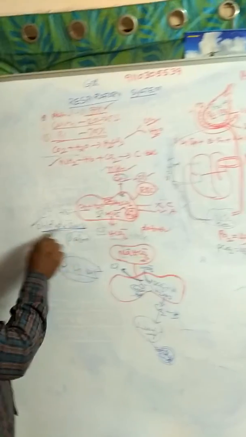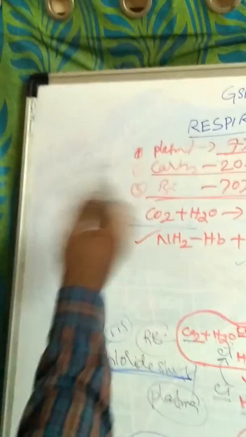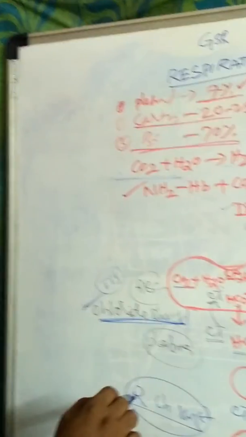Chloride shift is also called Hamburger's phenomenon or Hamburger's shift. Bohr effect is related to O2 transport. Chloride shift is related to CO2 transport.